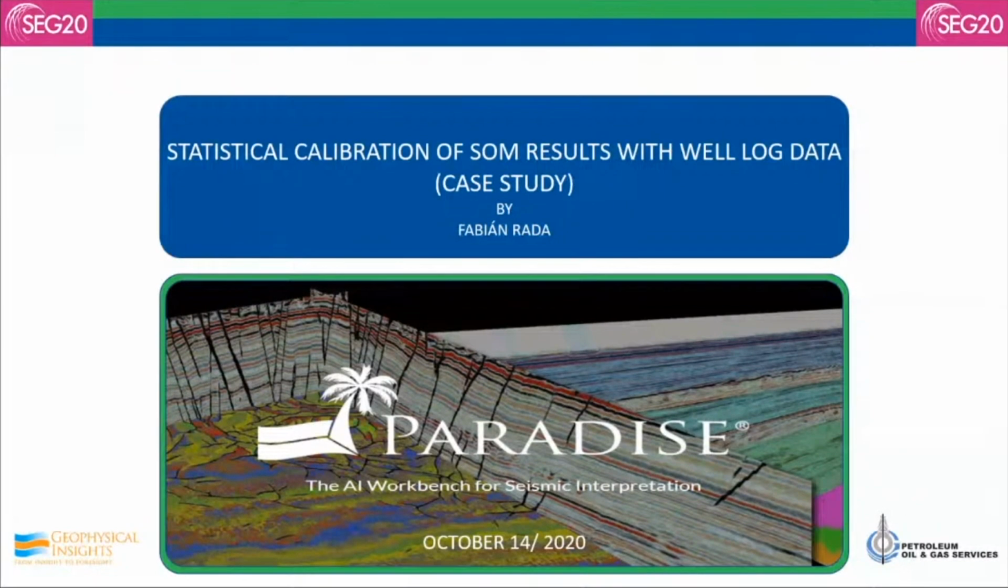It's a pleasure to be here today to talk about how we correlate SOM volumes generated with Paradise with discrete well-logged data using statistical tools.